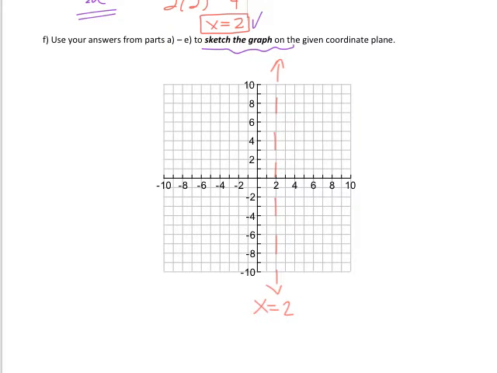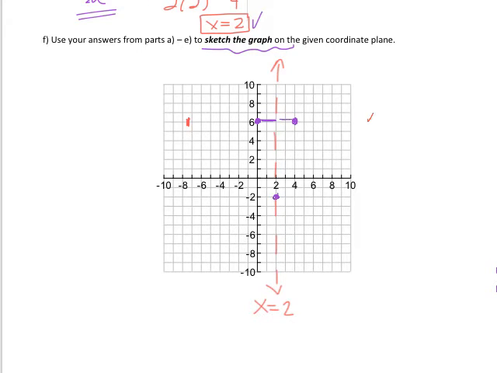I've already drawn in the x equals 2, which is our line of symmetry, so we know that half of the graph is going to be over on the left and half of the graph is going to be over on the right. So all I have to do now is plot my vertex. My vertex is at 2, negative 2. So I can go ahead and put a dot there. I know that my y-intercept is at 0, 6. Now if I have a point at 0, 6, then I also have a point equidistant from the line of symmetry on the other side. So that's going to be right over here, because I have 2, right? This is 2 units from the axis of symmetry.